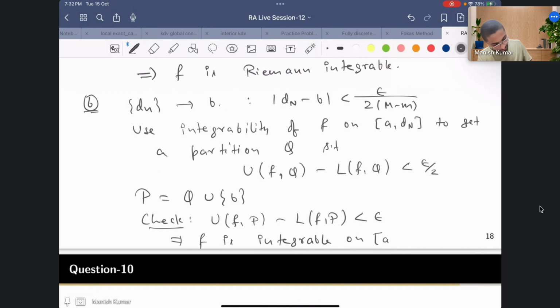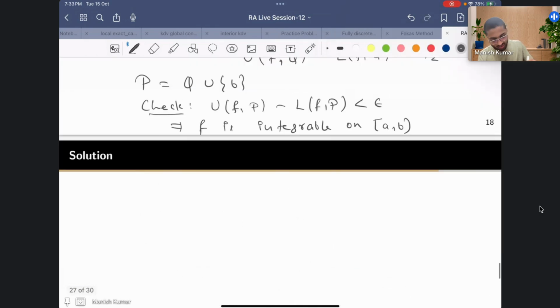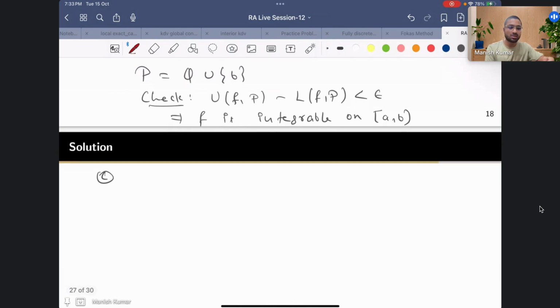Okay, so the same line of argument would work here, but now let's come to part C. Okay, C is quite interesting. For C you just have to prove it using A and B. So the argument would be very similar. I'll just repeat what C means.